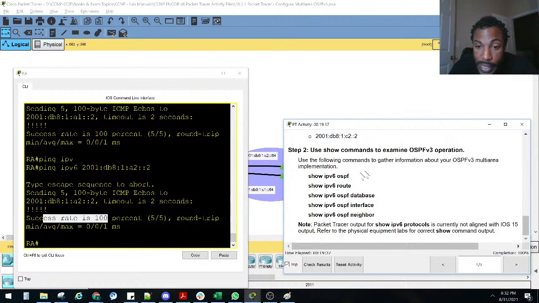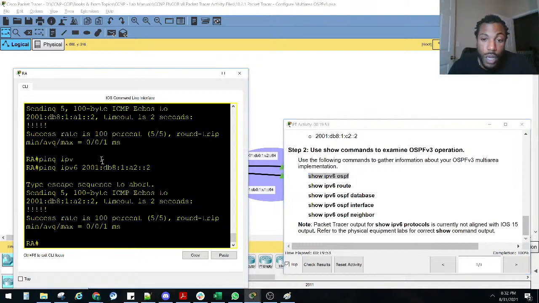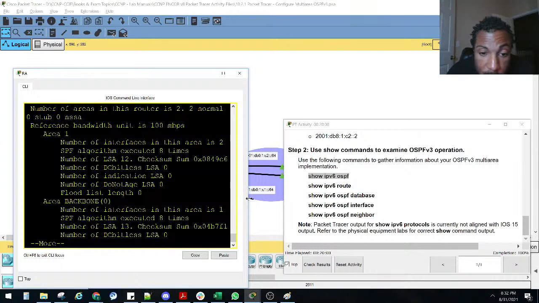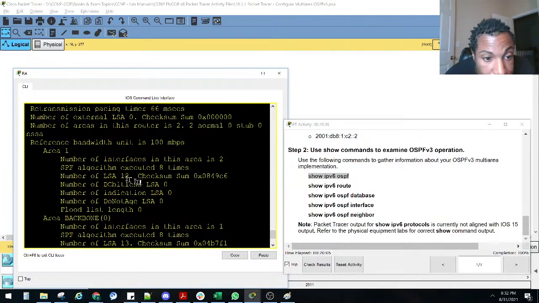We've got to use some show commands. They want us to use show commands to examine the OSPF version 3 operation. Use the following commands to gather information about your OSPF version 3 multi-area implementation. We'll just use show IPv6 OSPF to see our implementation here. So we'll just copy and paste that bad boy. Paste show IPv6 OSPF. So this is real similar to what we did yesterday. Remember I did show IPv6 OSPF, and it shows us how many times the SPF algorithm was executed, which is over here.